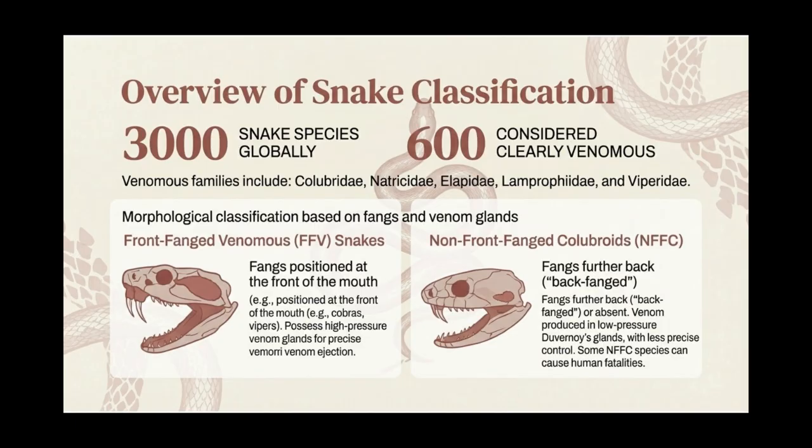On the other hand, there are snakes with fangs located further back in the mouth or no distinct fangs at all. These are often referred to as non-front-fang colubroids. Their venom is produced in elongated, low-pressure glands called Duvernoy's glands, which may not allow for as precise control over venom delivery as is possible with front-fang snakes.